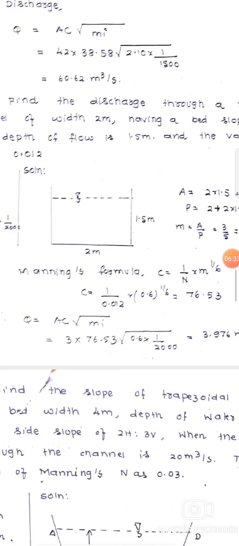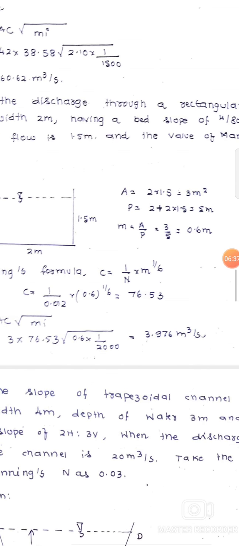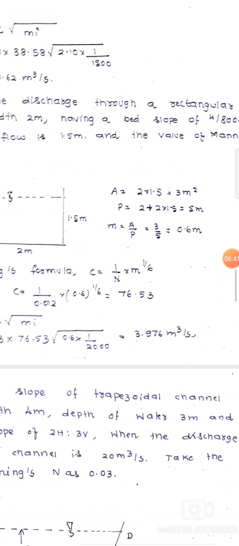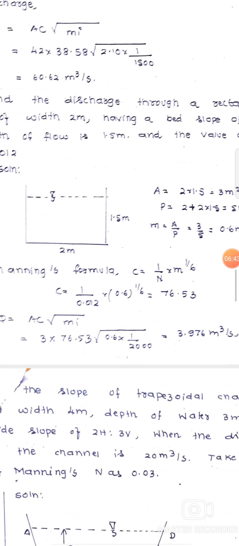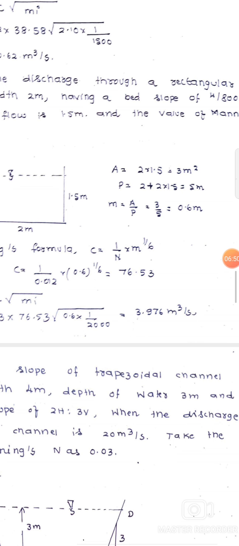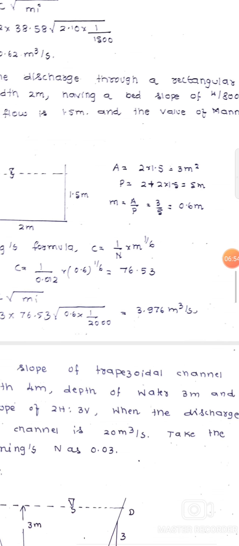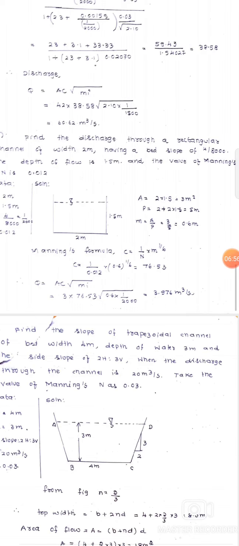So similarly, there is a rectangular cross section, the width is 2 and the depth is 1.5. To find the area, it is 2 into 1.5, that is 3 meters square, and the perimeter is 2 plus 1.5 plus 1.5, or you can say 2 plus 2 into 1.5, that is 5 meters. Then m is equal to A by P, that is 3 by 5, which is 0.6 meter.